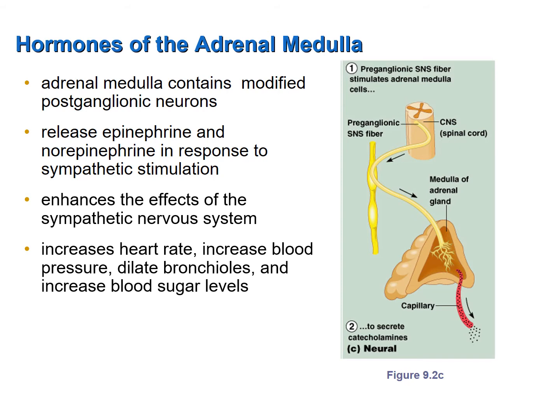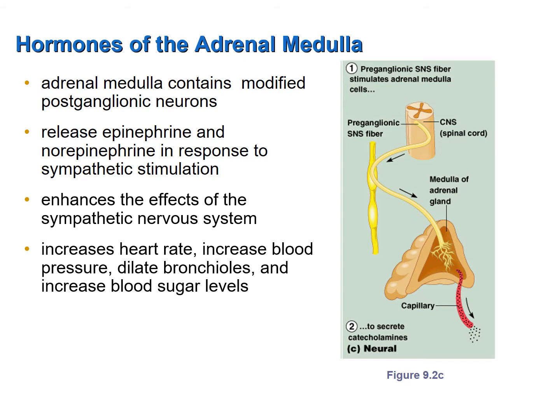These hormones also target smooth muscles of bronchioles, causing those smooth muscles to relax and dilating the bronchioles, increasing the size of the air passages and increasing the movement of air to and from the lungs, essentially pulmonary ventilation. Epinephrine and norepinephrine also target the cells of the liver, causing a breakdown in glycogen to release glucose to increase and maintain blood sugar levels.